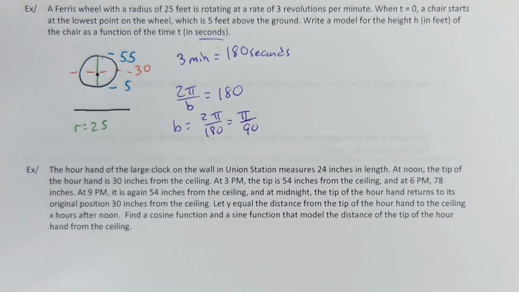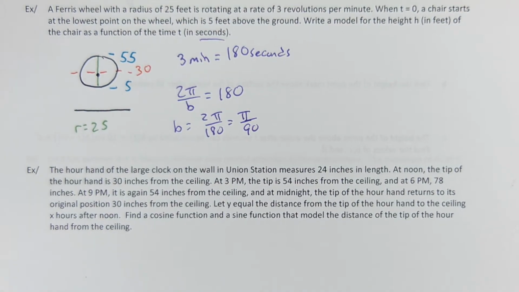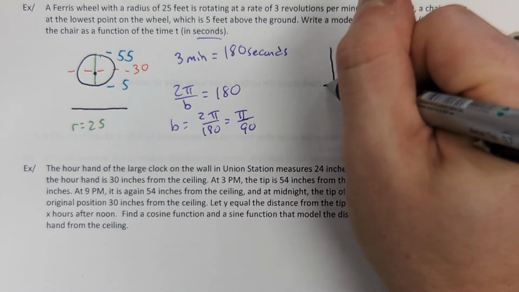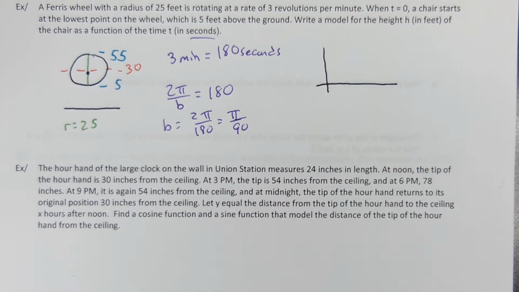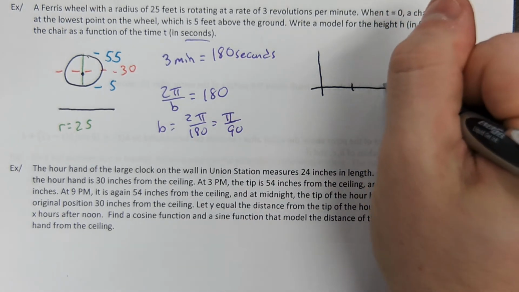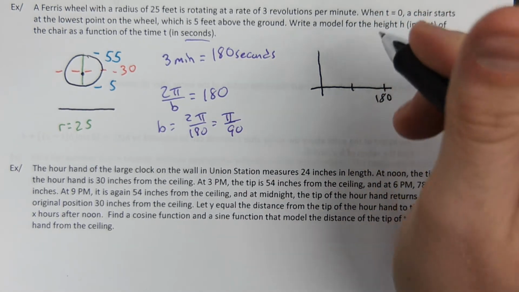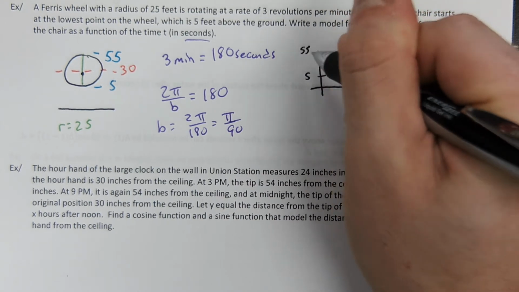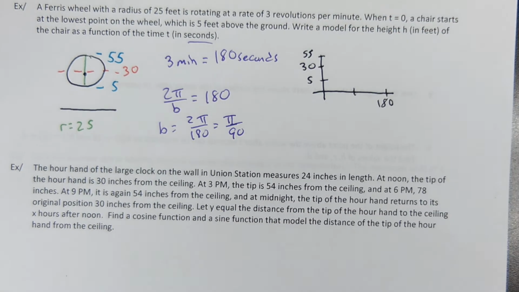The only thing I would say is still take the time to draw a quick sketch of the graph based on the information that you were given. Real quick. We know 180 is out here. We know its minimum is 5, its maximum is 55, midline is 30.